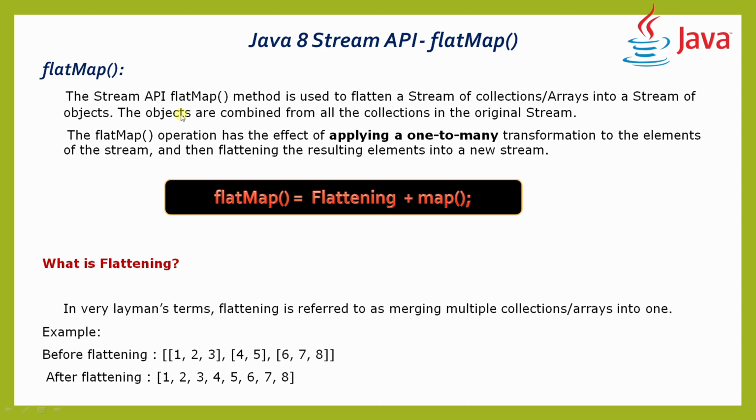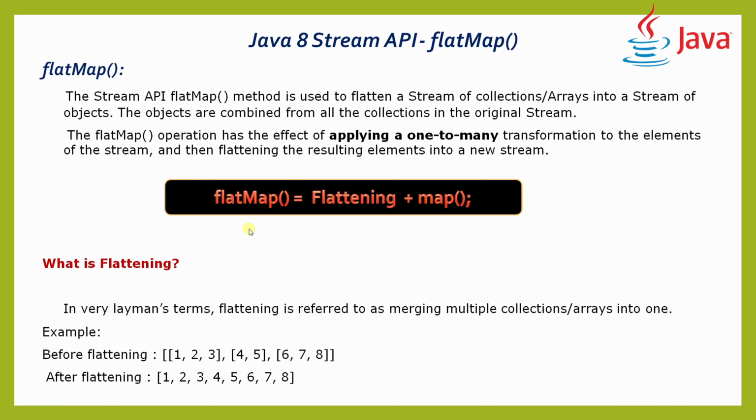The flat map operation has the effect of applying a one-to-many transformation to the elements of the stream. That means whenever you want to go from one to more than one collections, right, a list of lists, a set of sets, then you are going to use flat map. It is nothing but a one-to-many transformation of the elements of the stream, flattening the resulting elements into the new stream. I will show you in an example how one-to-many relations happen in flat map.